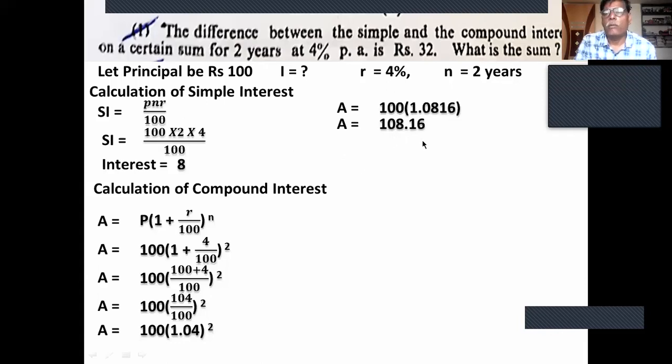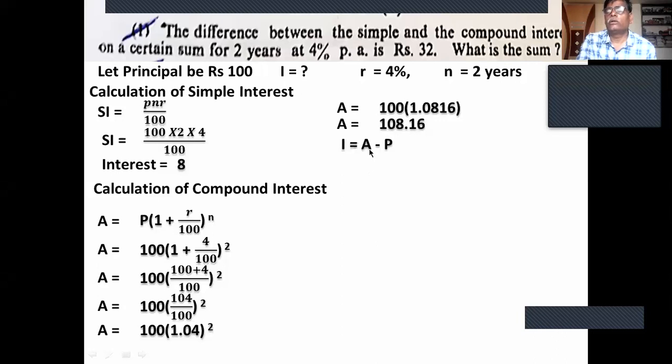Then this is the amount. This is the compound interest amount. Remember this: this is not the interest, this is the amount. 108.16 is the amount. Therefore, you calculate interest.